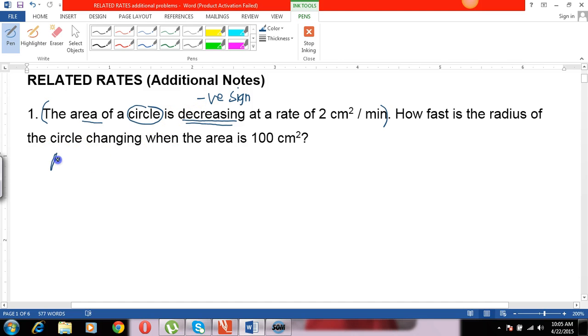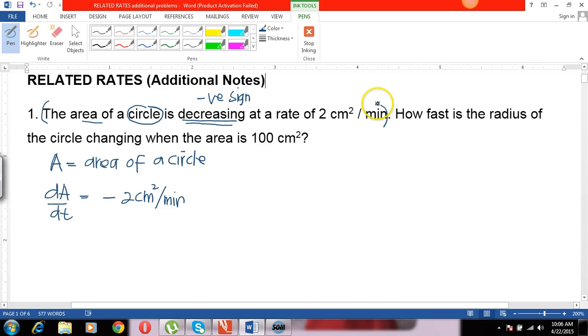So meaning that we let A be the area of the circle. Alright. So we have dA over dt, because the rate is decreasing, equal to negative 2 cm square per minute. So this is the information given from the first sentence.